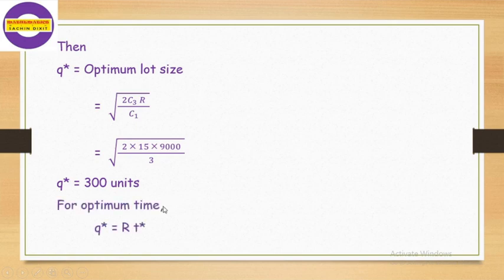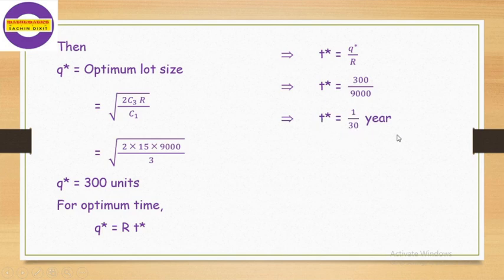Then to find optimum time, we have Q star is equal to R T star. That means T star is equal to Q star divided by R. Then T star is equal to 300 divided by 9,000. Thus T star is equal to 1 upon 30 year. That means time is 1 by 30 years.